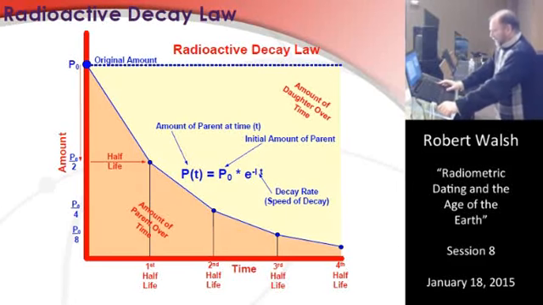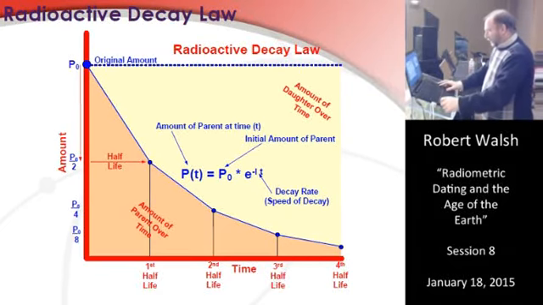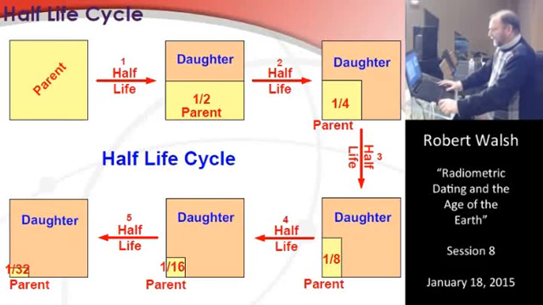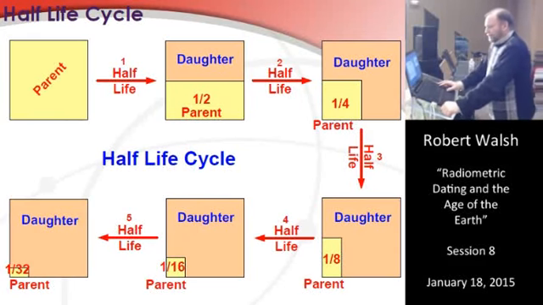Now let's take a look at this idea of a half-life. This is a concept we need to understand very well to understand radiometric dating. As you can see on the upper left, you have the parent.